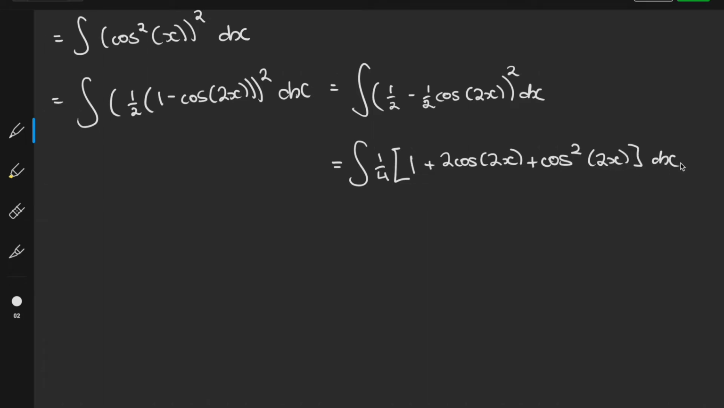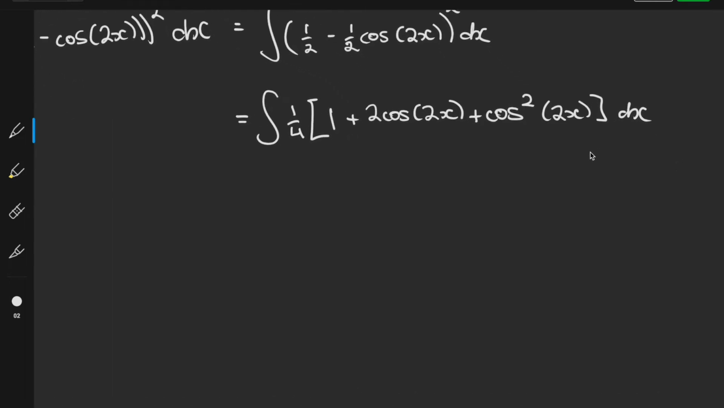dx. And now we have to use this again, the double angle formula, because we have a cosine squared. So again, this is just going to be exactly the same thing. We're going to write this as a quarter times 1 plus 2 times the cosine of 2x.